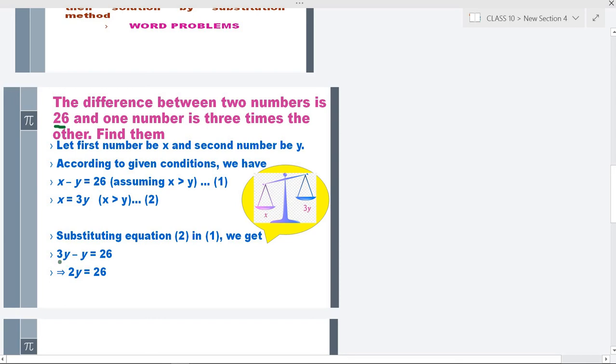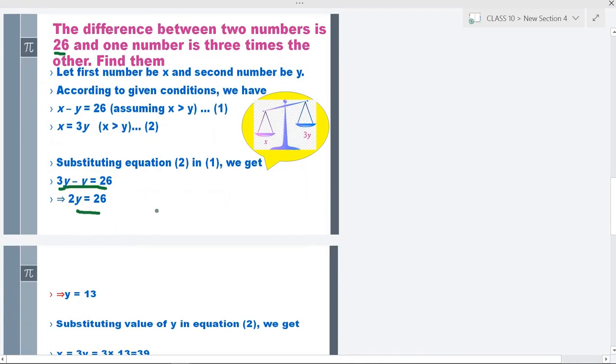Now here you are seeing that we have formed the equation in a single variable. This is what the substitution method is. We form the equation in a single variable. 3y minus y is 2y, so 2y is equal to 26. So y is equal to 26 upon 2, that is 13.